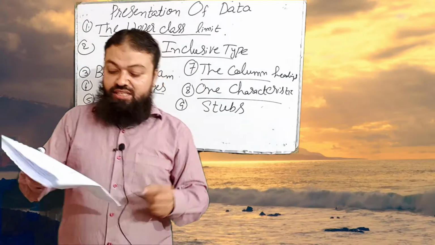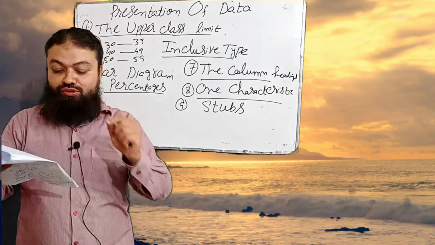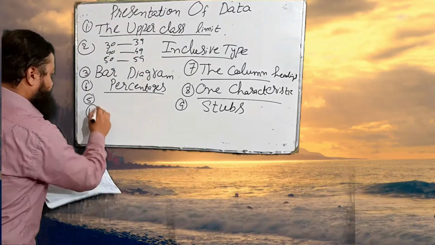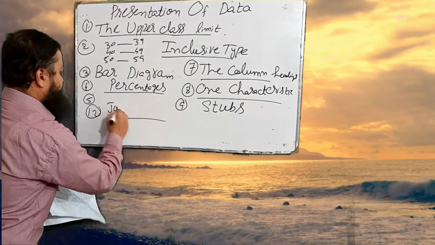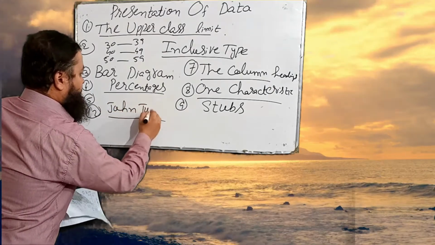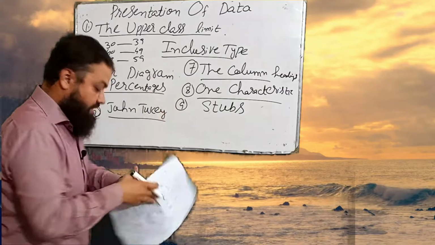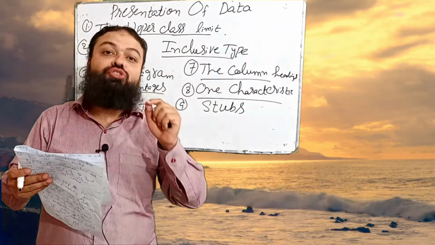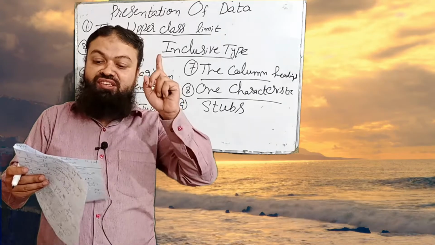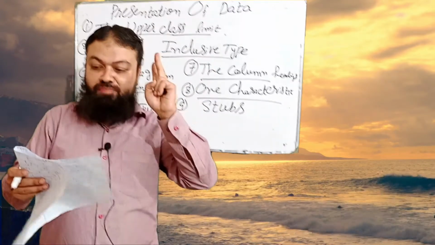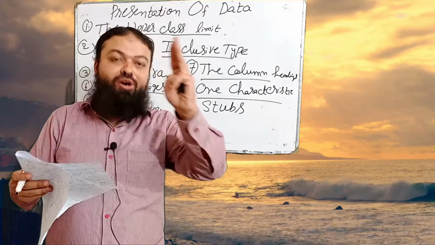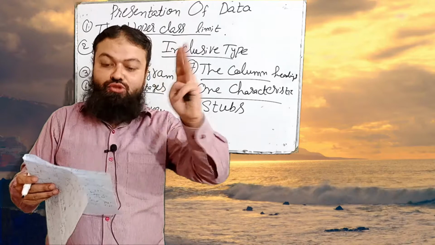Number 12, the box plot was introduced by John Tukey, a very important one. Number 13, the purpose of histogram is to show, very important. Number 1 is center of the data. Number 2, dispersion of the data. Number 3, shape of the data. These all are the three functions of histogram.